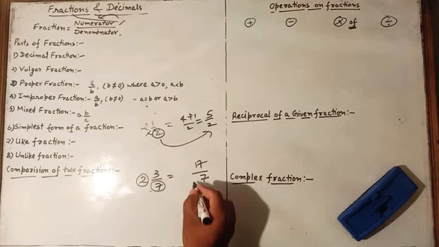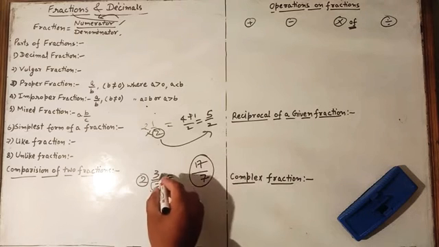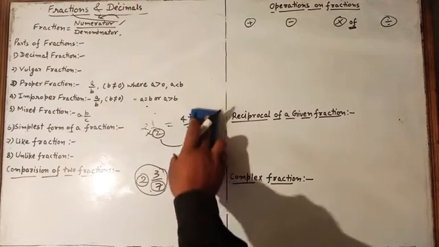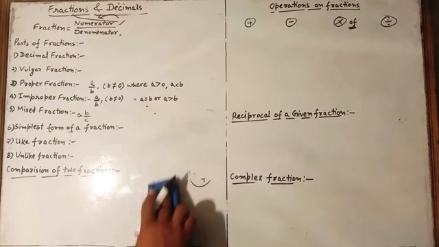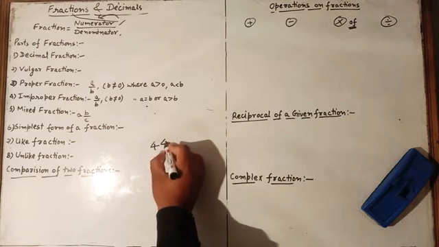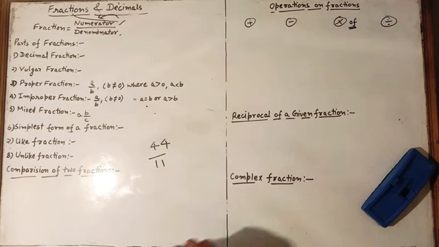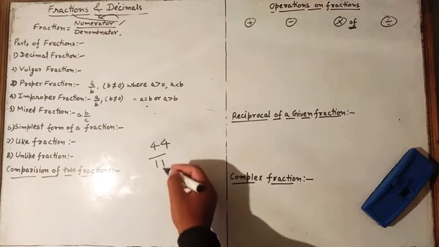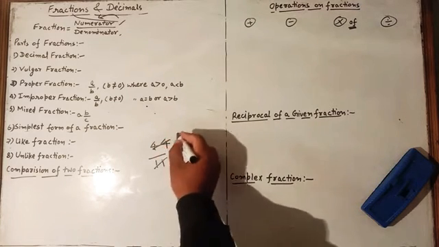So 17 upon 7 will be its simple form, and this is in mixed form. Now come to the simple form of a fraction. See what the simple form means. If a fraction is like this, 44 over 11, 44 upon 11, can we divide 44 by 11? Yes. 11 ones are 11 and 11 fours are 44.